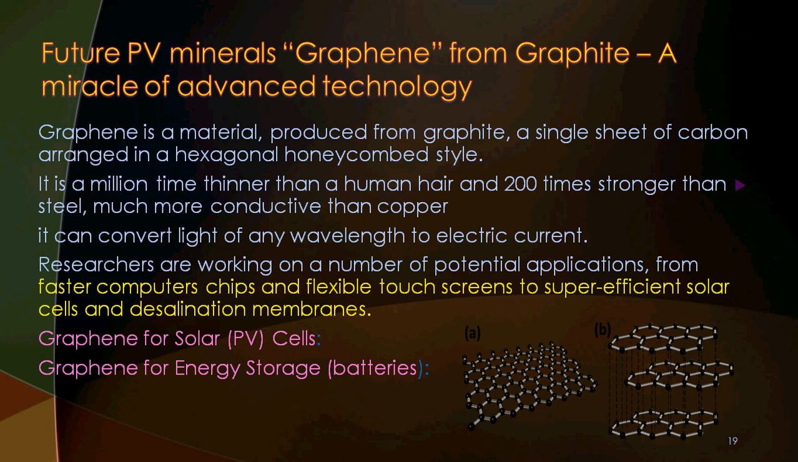It can convert light of any wavelength to electric current. It is interesting to know that in the photovoltaic system, it is a certain wavelength of the solar light that is converted into electricity. But in this case, light of any wavelength can be converted into electricity. Researchers are working on a number of potential applications, from faster computer chips and flexible touch screens, to super efficient solar cells and desalination membranes.